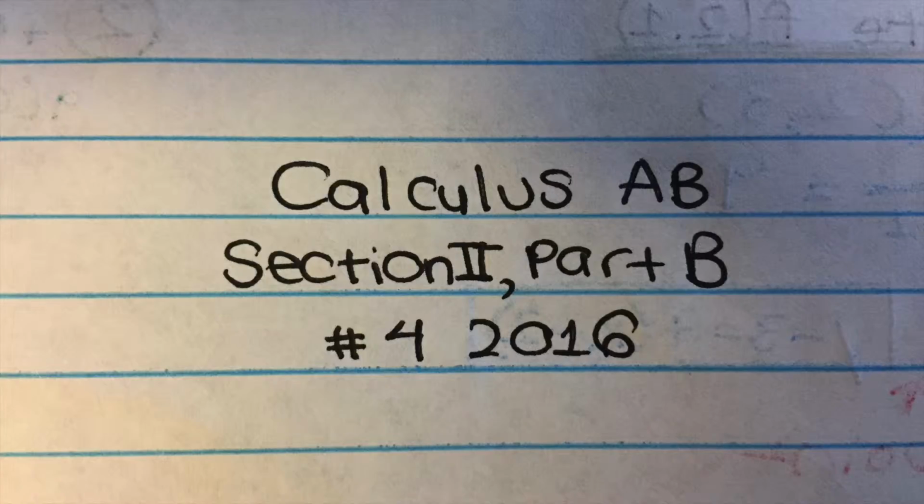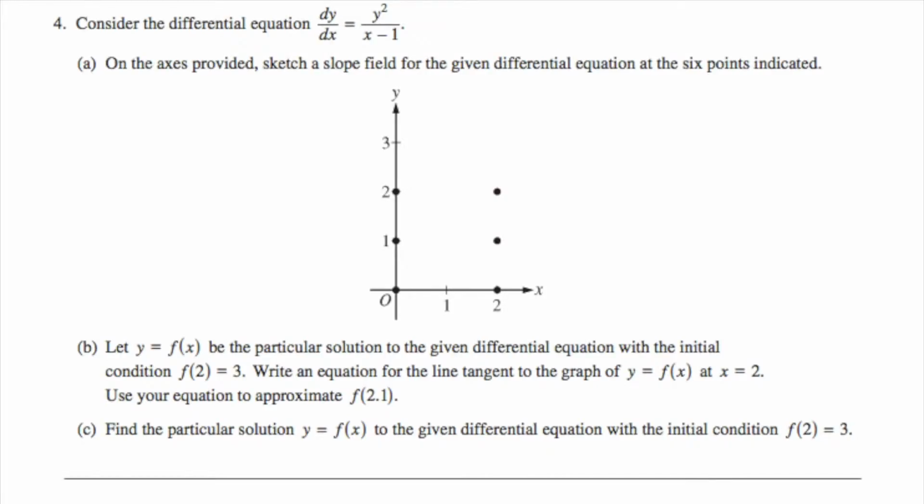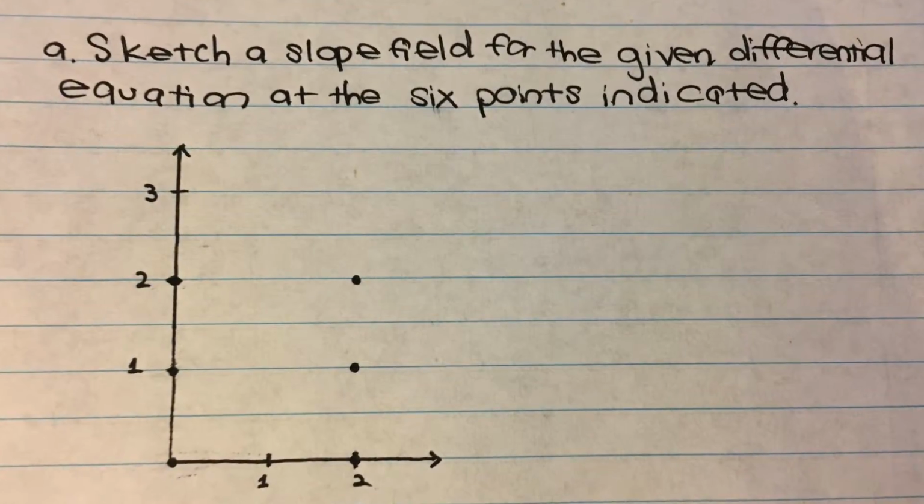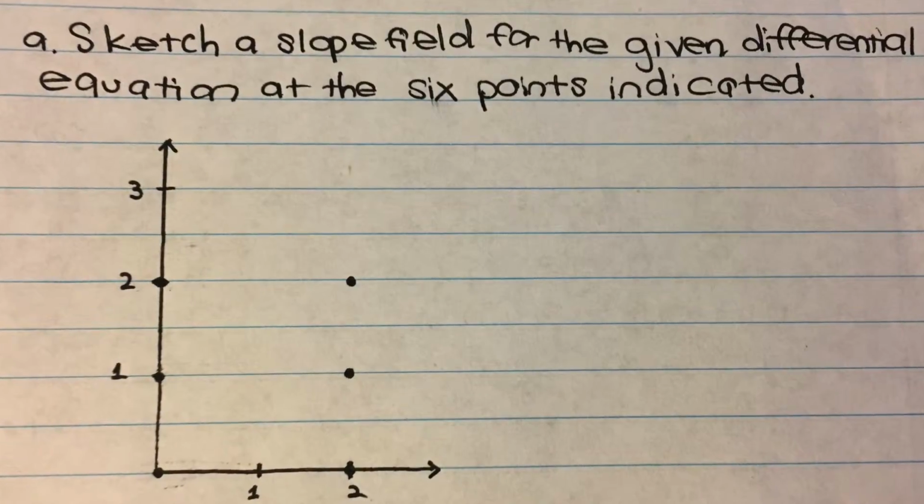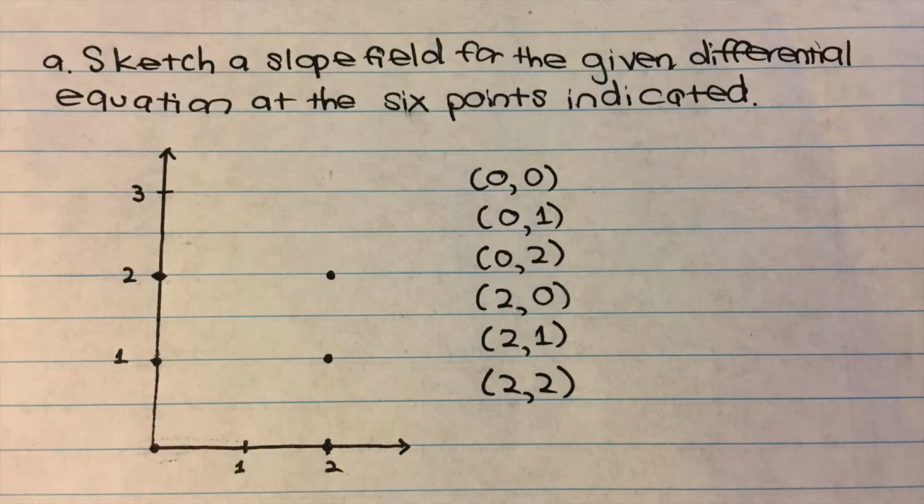For question 4 on the test, you are given the differential equation dy over dx equals y squared over x minus 1. There are a total of 3 parts to this problem, and part A is asking for you to sketch a slope field for the given differential equation at the 6 points indicated, and you're given a small coordinate plane in the first quadrant including the points (0, 0), (0, 1), (0, 2), (2, 0), (2, 1), and (2, 2).